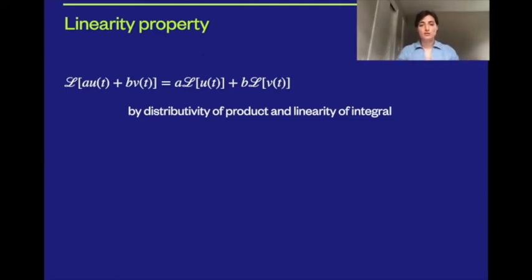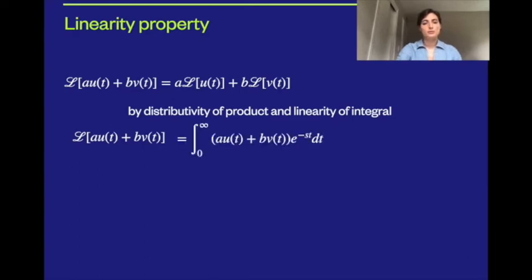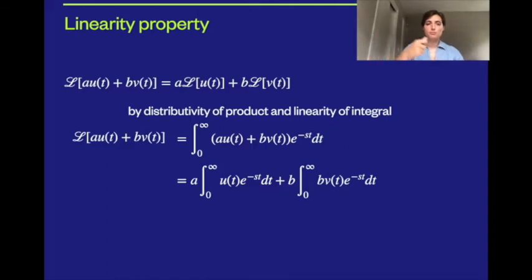a sum is the sum of the Laplace transforms. It follows by distributivity of product and linearity of integrals. What do I mean by that? If you do the Laplace transform of au plus bv, well, you can easily distribute the product of e to the minus st on the first and on the second term, and you can take out of the integral a and b. So we easily retrieve the property.